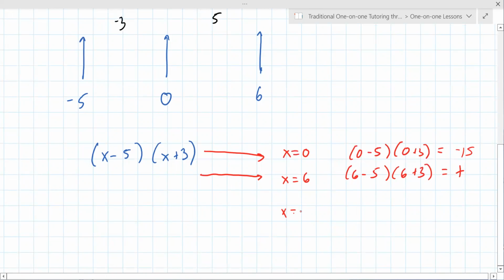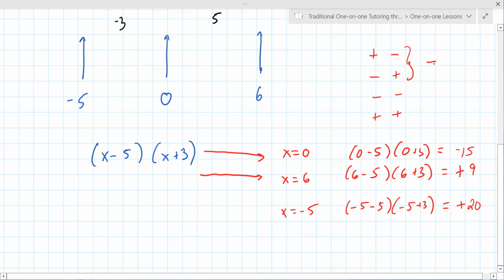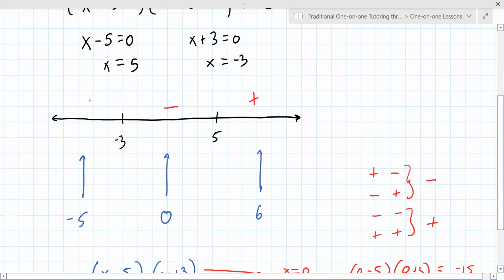And then we try -5. -5 minus 5, -5 plus 3. -5 minus 5 is a negative. -5 plus 3 is negative. Negative times negative makes a positive. Now, if you really want the numbers, here they are. This is positive 20. But you don't need the numbers. You just need to know whether it's positive or negative. And it's generally positive times a negative, negative times a positive, negative, negative, positive, positive. Right. First two produce a negative, the last two produce a positive. Okay.